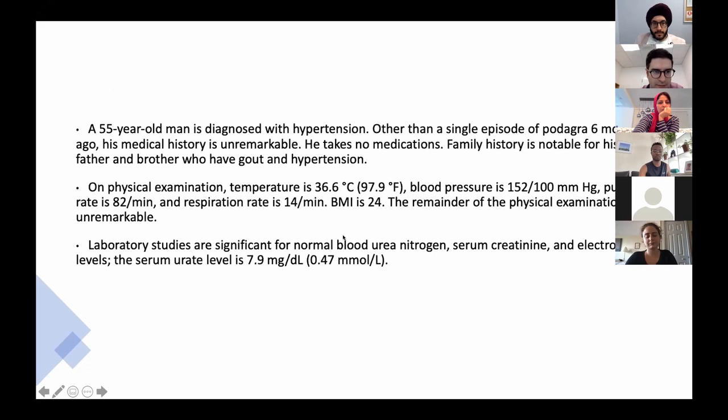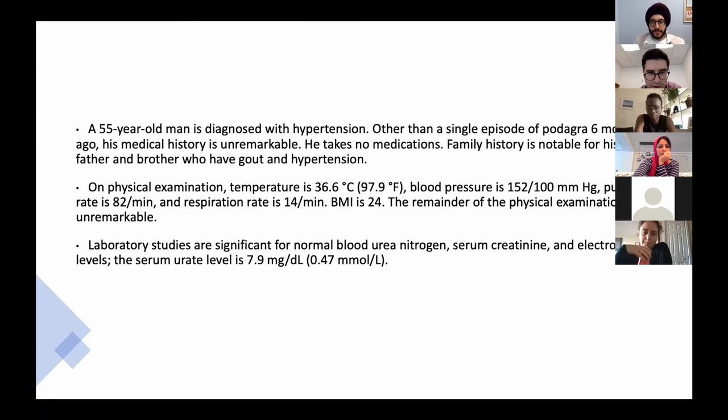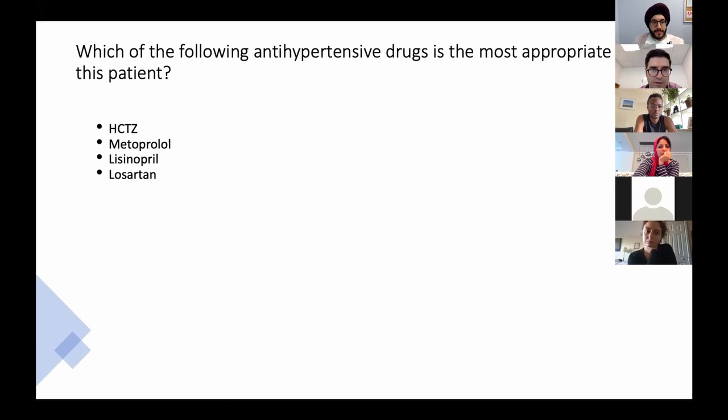So the question here is: a 55-year-old man is diagnosed with hypertension. Other than a single episode of podagra 6 months ago, his medical history is unremarkable. He takes no medications. Family history is notable for his father and brother who have gout and hypertension. On physical exam, temperature is 36.6, blood pressure is 152/100, pulse rate is 82, respiratory rate is 14, BMI is 24. The remainder of physical exam is unremarkable. Studies are significant for normal blood urea nitrogen, serum creatinine, and electrolyte levels. Serum urate level is 7.9. Which of the following antihypertensive drugs is the most appropriate for this patient?